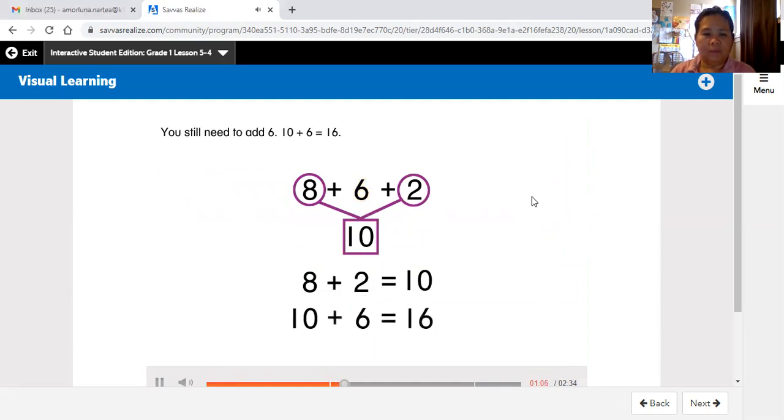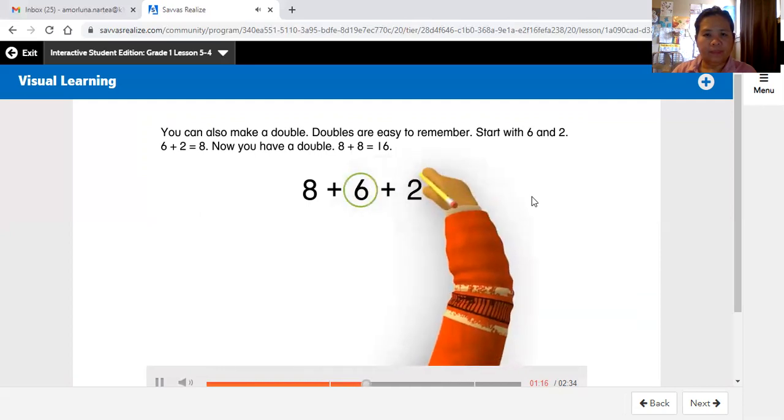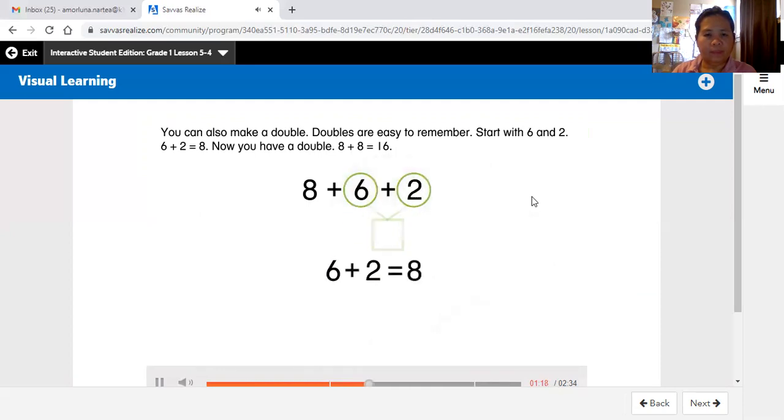10 plus 6 is equal to 16. You can also make a double. Doubles are easy to remember. Start with 6 and 2. 6 plus 2 is equal to 8. Now you have a double. 8 plus 8 is equal to 16.